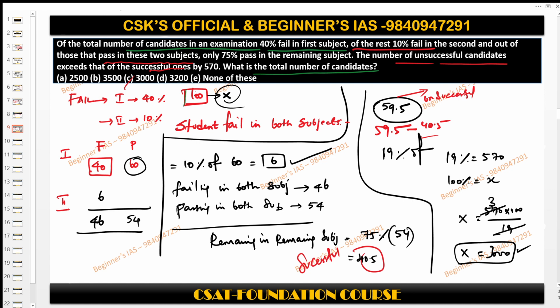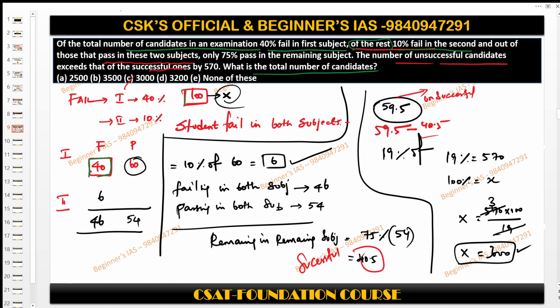So what does it mean? 40 fail, 60 pass. Now read the question carefully. Out of the rest means what? Out of the rest means those who passed. Understood? Yes, sir. So in that passed, that is 60, out of this 60, 10% fail in the second subject.